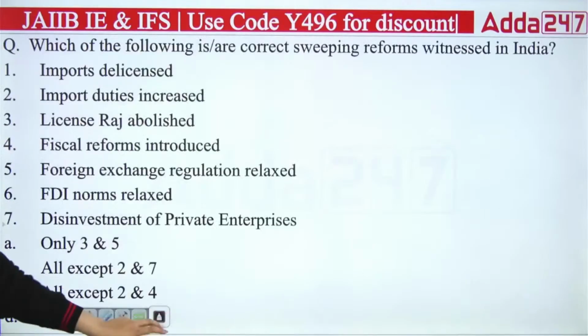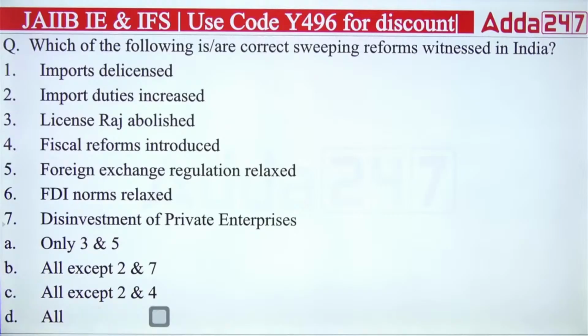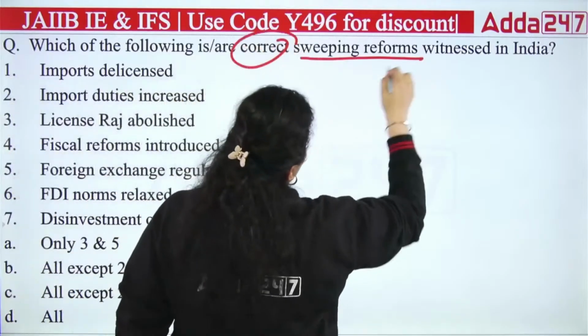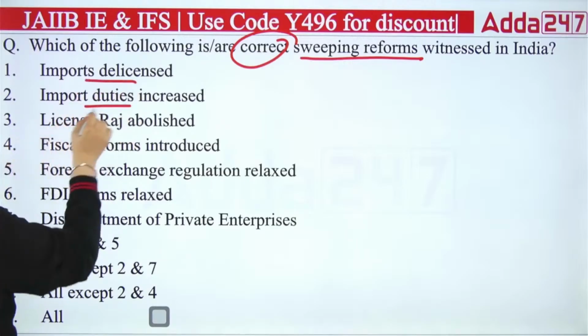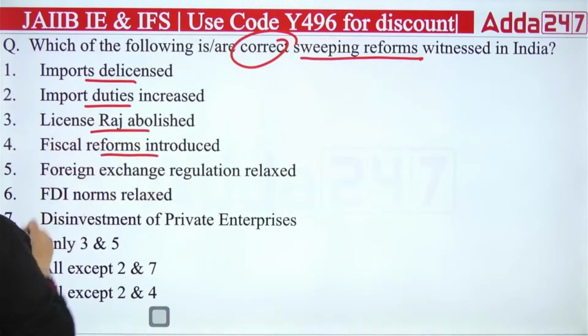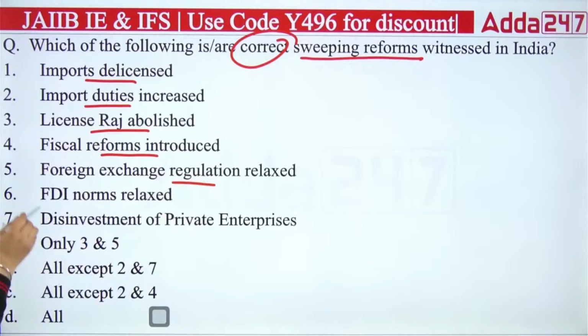Next question. Which of the following are the correct sweeping reforms witnessed in India? So out of these, what are the correct sweeping reforms which have been witnessed in India? First is saying import delicensed, import duties increased, license Raj abolished, fiscal reform introduced, foreign exchange regulation relaxed, FDI norms relaxed, disinvestment in private enterprises done. So you have to answer the correct one. The correct sweeping reforms in India. Which of the following is correct? A, B, C or D?